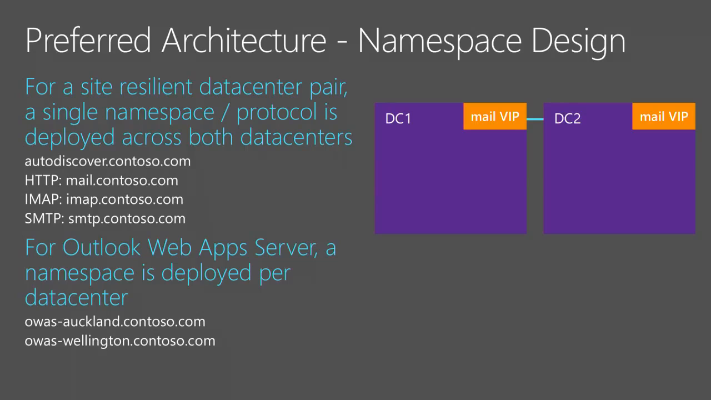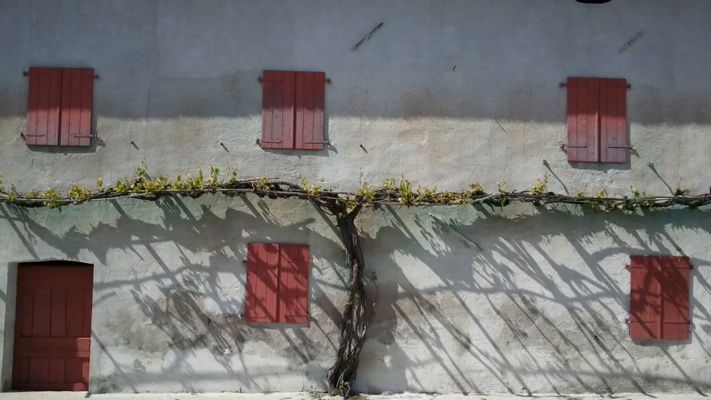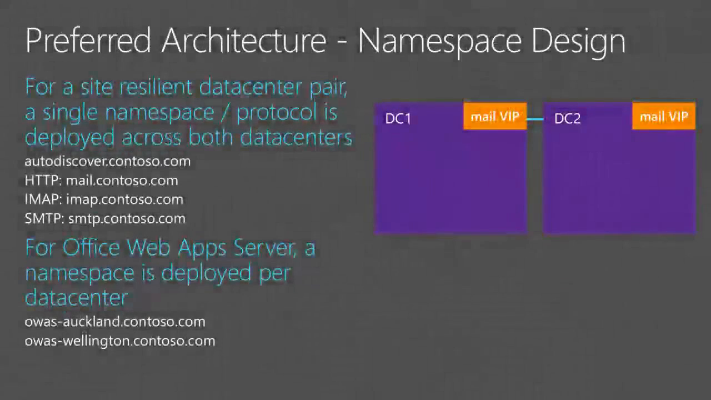So one for HTTP, one for SMTP, one for IMAP if you're using it, and then, of course, your auto-discover namespace. For the Outlook web app server again, I don't know why somebody wants to call it the other name. Let's just fix that. All right, so for the Office web app server, a single namespace per data center. So you can see we've got one in Auckland and one in Wellington in our data center pair scenario here.